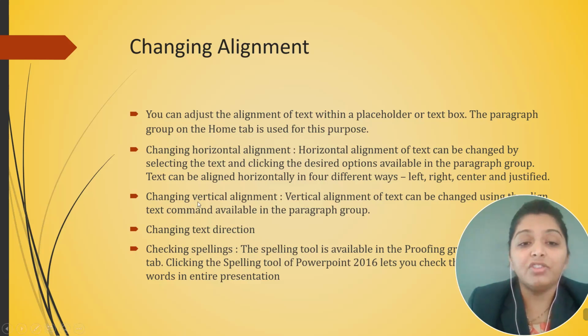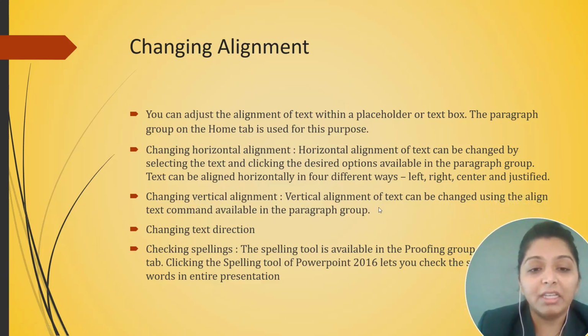Then we have changing vertical alignment. Vertical alignment of the text can be changed using the align text command available in the paragraph group. This we have seen just now. Where is vertical alignment? Yes, we will see in the practical as well.